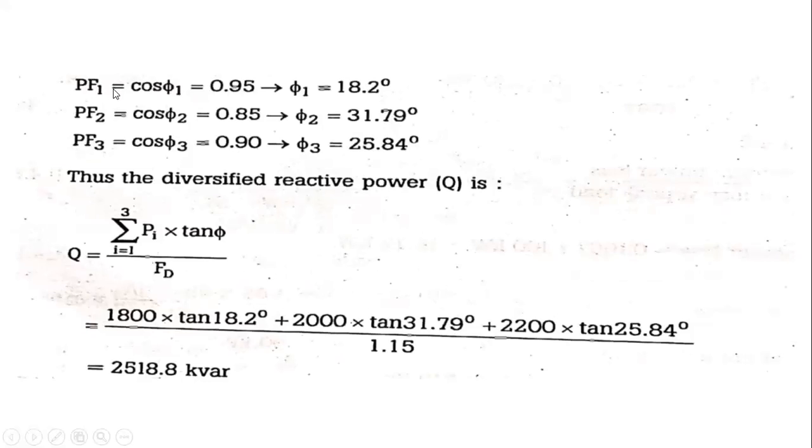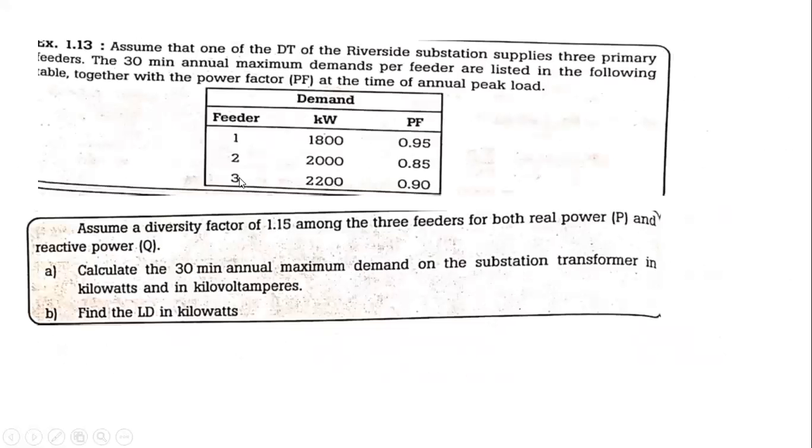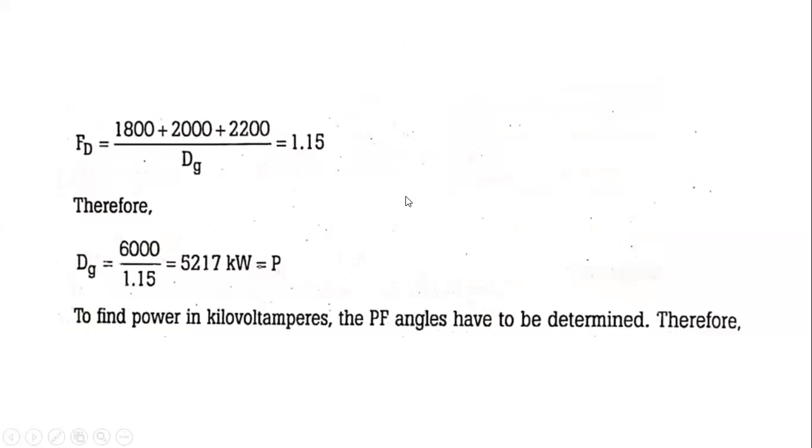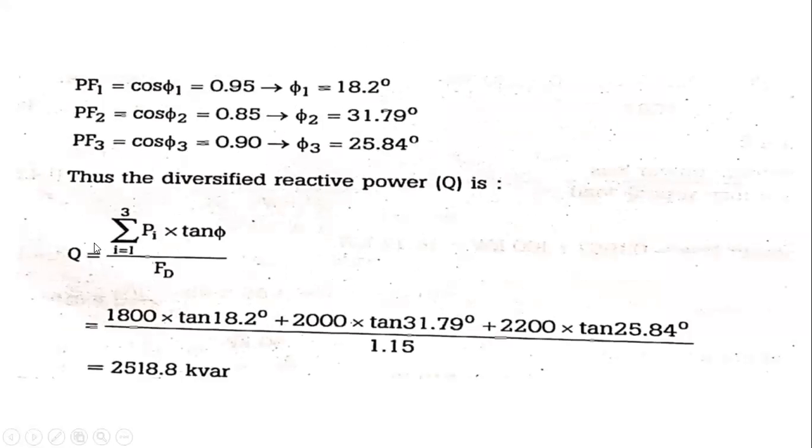Next we calculate PF1, PF2, PF3. PF1 is the power factor, which is mentioned in the given table. The power factors are 0.95, 0.85, 0.90. Next we find phi1, phi2, phi3. Phi1 is equal to cos inverse of this value, phi2 is equal to cos inverse of this value, and phi3 is equal to cos inverse of this value. Next we determine the Q.